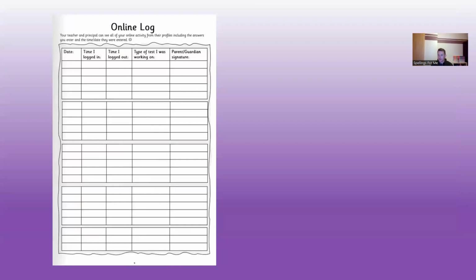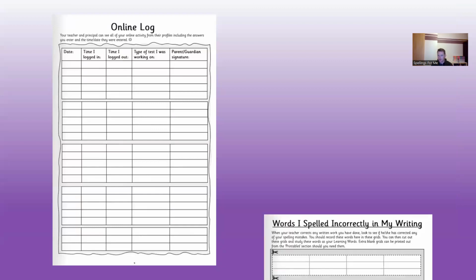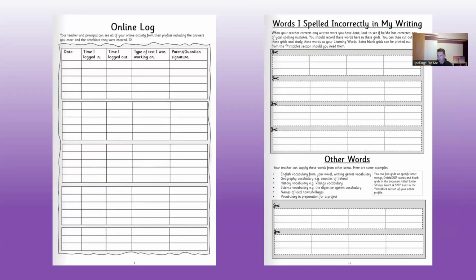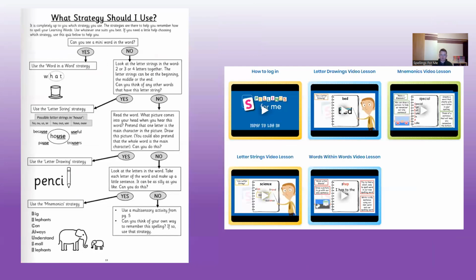If you are doing online testing, there is a place for students to log this testing, when it was completed, the time and date. We also have a place in their Spellings for Me workbook where they can record any errors that they make, let's say, in their free writing or their homework copy, or any copy that you as a teacher correct, you notice a spelling mistake and you want them to record it somewhere. There is a place in their Spellings for Me workbook where they can record those words.